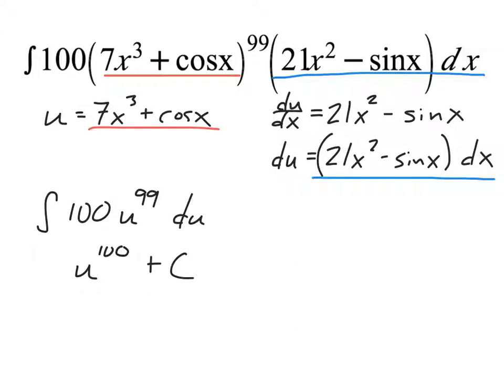All right, last step though. I don't want to leave this as my final answer because my original equation was in terms of x. I'm actually finding the original integral in terms of x here. And so I want to get my answer in terms of x. So we put the value for u back in. So our final answer then is going to be 7x cubed plus cosine of x, that's my u value, so that has to be to the power of 100 plus c.